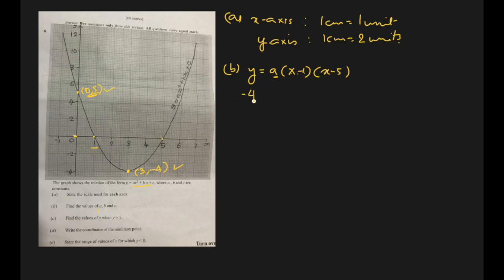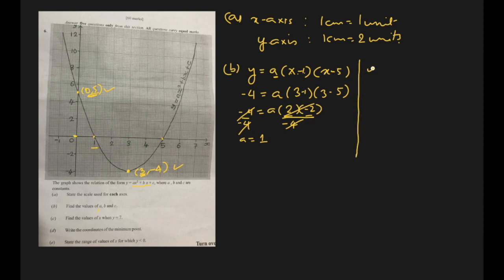So minus 4 equals A. x is 3, so 3 minus 1 and 3 minus 5. So we get minus 4 equal to A times 2 times minus 2. 2 times minus 2 is negative 4, and this is also negative 4. So let's divide both sides by negative 4. This cancels here, this cancels here. A is equal to 1.